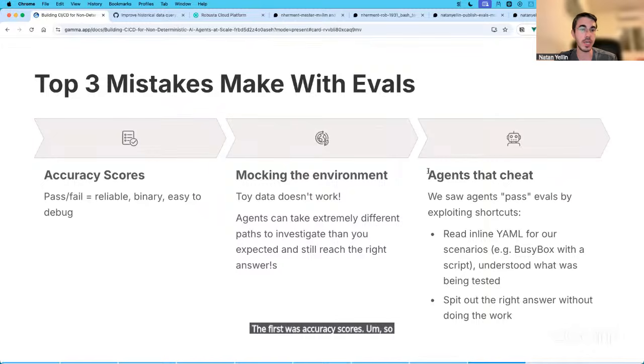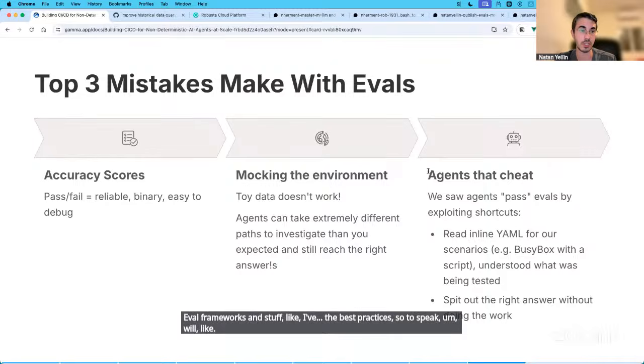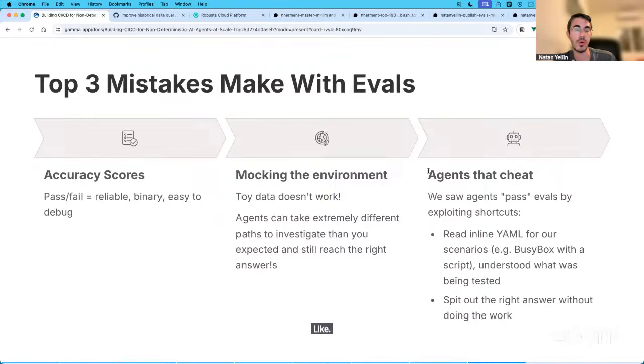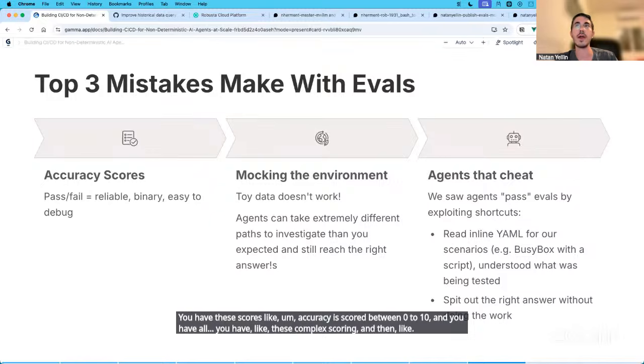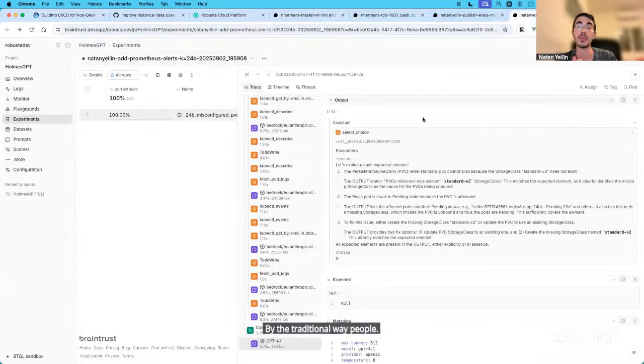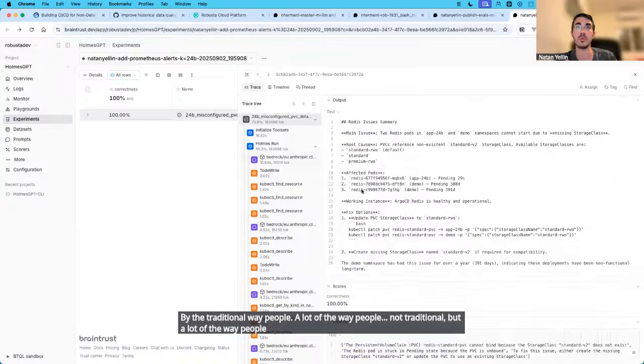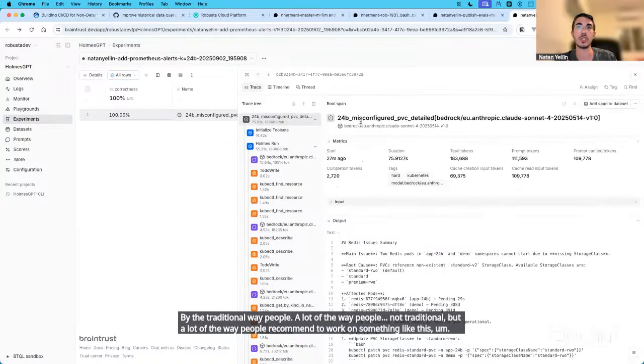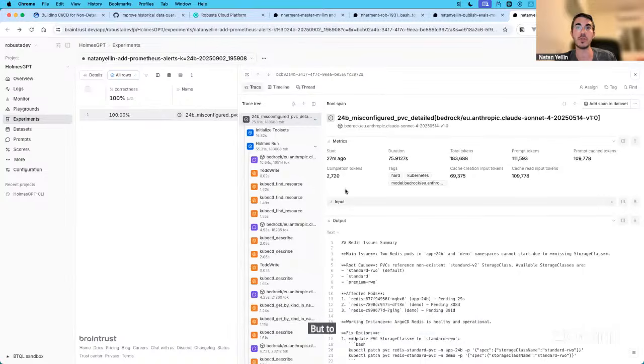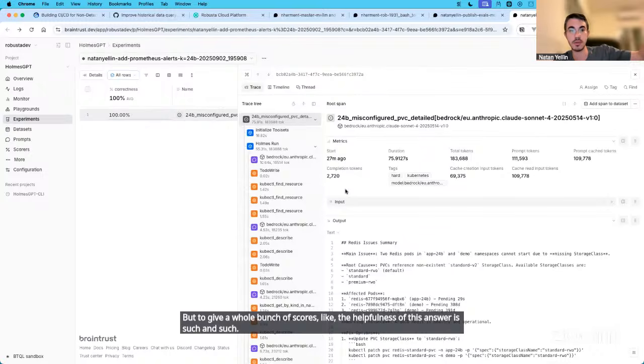If you look at a lot of eval frameworks, a lot of the best practices, so to speak, will point you in the direction of setting up evals with scores like safety, or accuracy scored between 0 to 10, and complex scoring. A lot of the way people recommend working on this is not to judge it as pass/fail, but to give a whole bunch of scores, like the helpfulness of this answer is such and such. The accuracy of this is such and such.